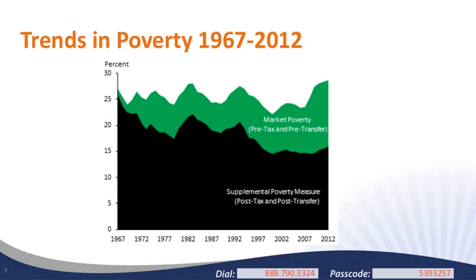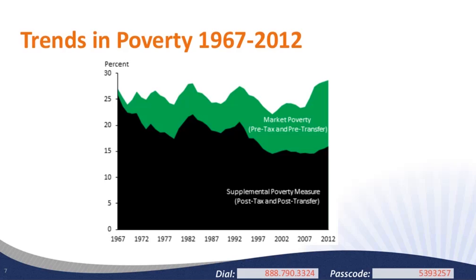So if you look at that slide, look at that green line there. It shows what's often referred to as market poverty or what's sometimes called pre-transfer poverty. And that's how much poverty there is in the United States before we count the effect of government programs.